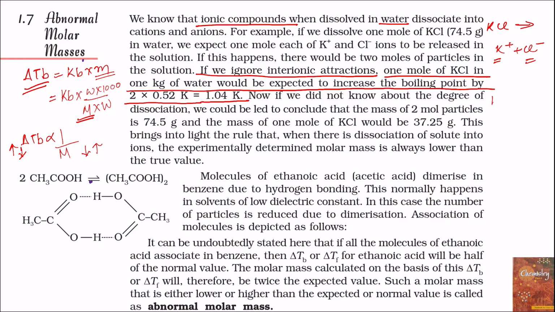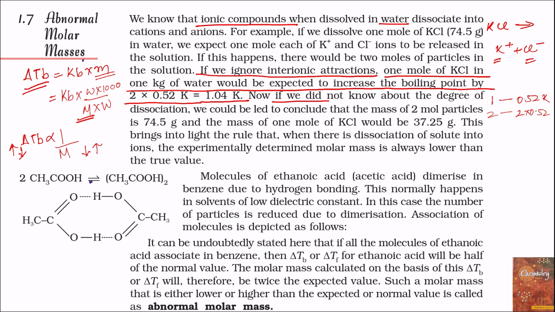See, if one particle increased the boiling point by 0.52 Kelvin, then 2 particles will increase the boiling point by 2 into 0.52 Kelvin, because colligative properties depend on the number of particles. They do not depend upon the nature of the particles. Instead, they depend upon the number of particles. So, here the number of particles is increasing, so the colligative effect is increasing, so the elevation in boiling point is increasing. For one particle, the elevation in boiling point is 0.52 Kelvin. For 2 particles, it is 2 into 0.52 Kelvin.